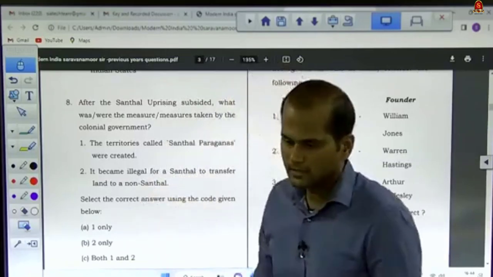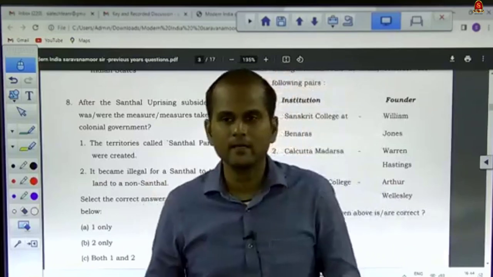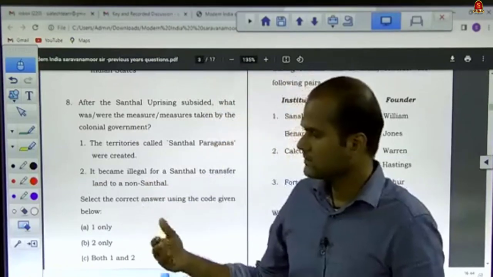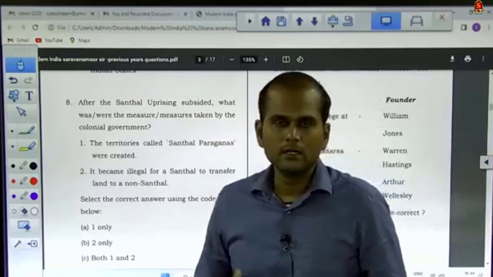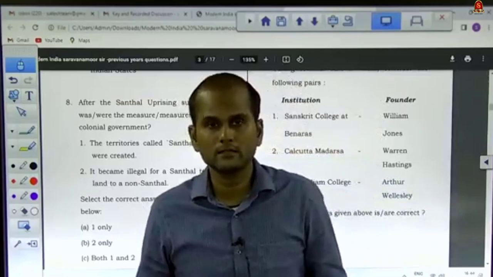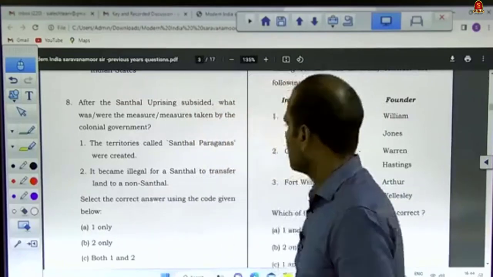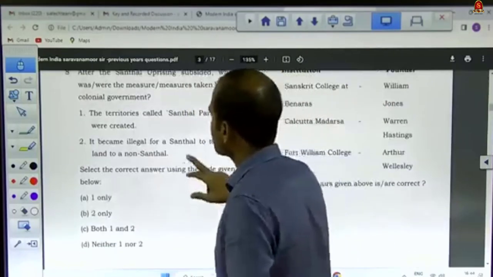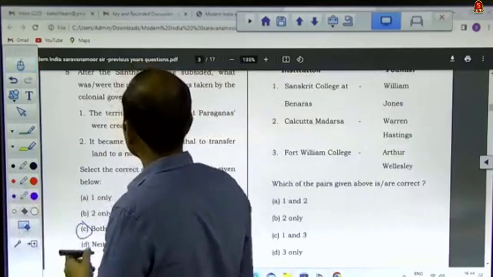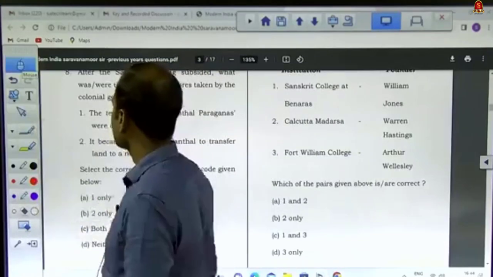Even today, there is land called Panchami land. Panchami lands are lands given to scheduled caste people, and they cannot transfer such land to non-scheduled caste people. Restrictions are there like this. So for this question, the answer is C. Both the statements are right. Eighth question, answer C.